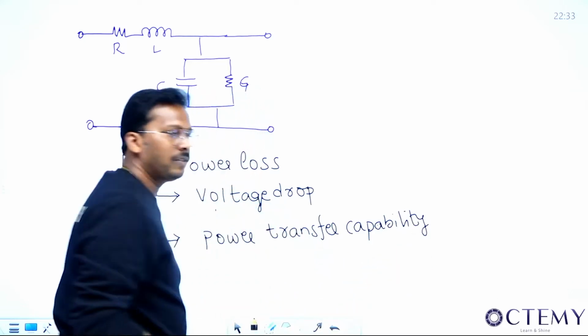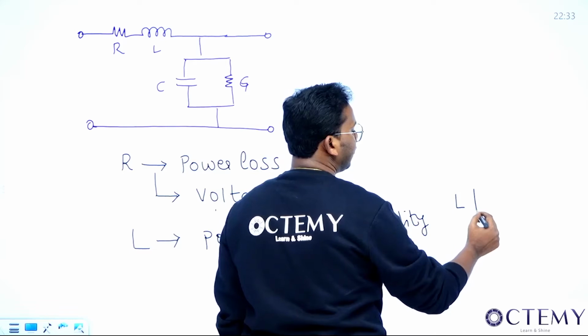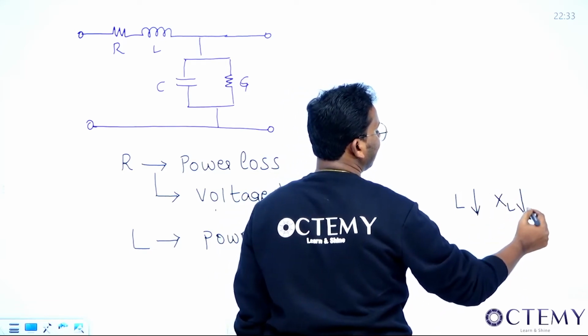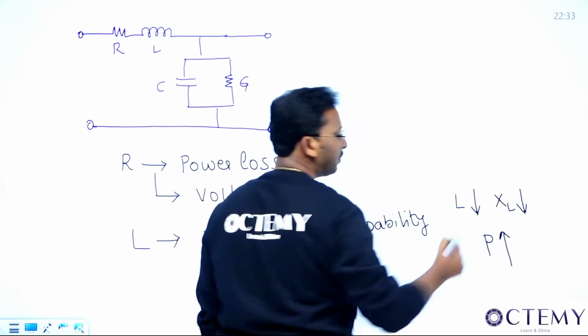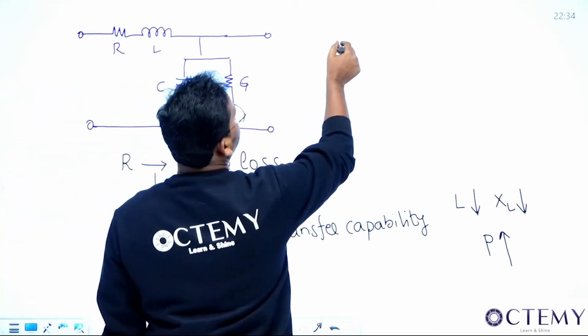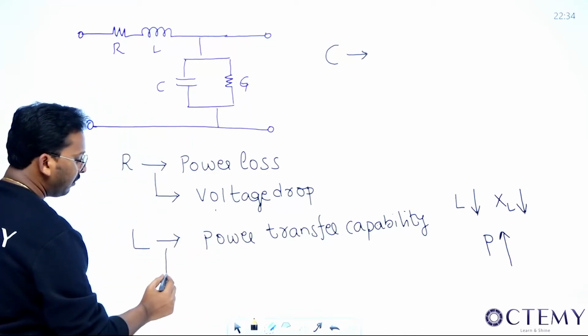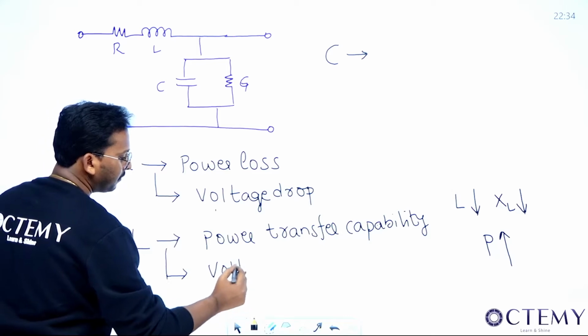That is, in future you will see that if the L of the line decreases, then the inductive reactance decreases, then the power transfer capability increases. So it's better to keep the inductance of the line less. Similarly, C also contributes to power transfer capability as well as voltage drop.